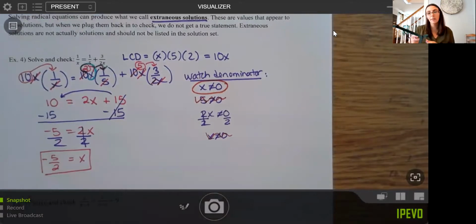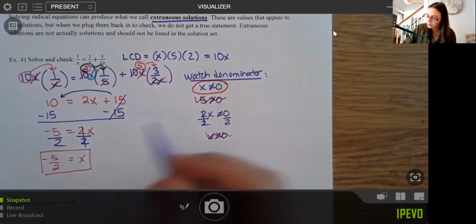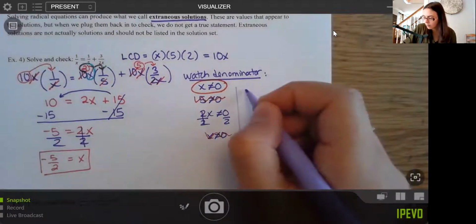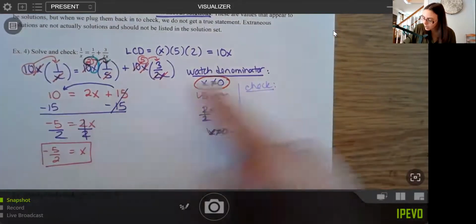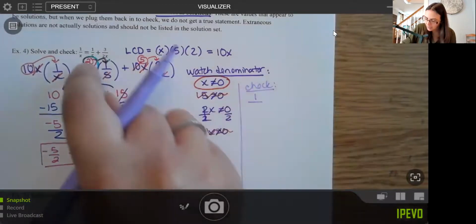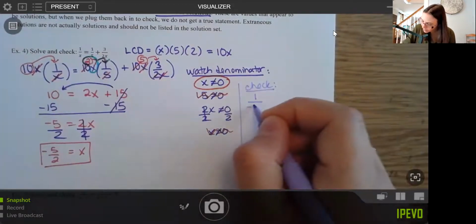Now, I still recommend you do a check. Like I said, for right now, I don't think you're going to see this too much, but you could still generate extraneous solutions that are something different beyond just the denominator issue. So I'm going to go through the check here as well. And it's good practice with our fractions anyway. So I'm going to go back, and anytime I see an x, I'm going to plug in my answer of negative 5/2.